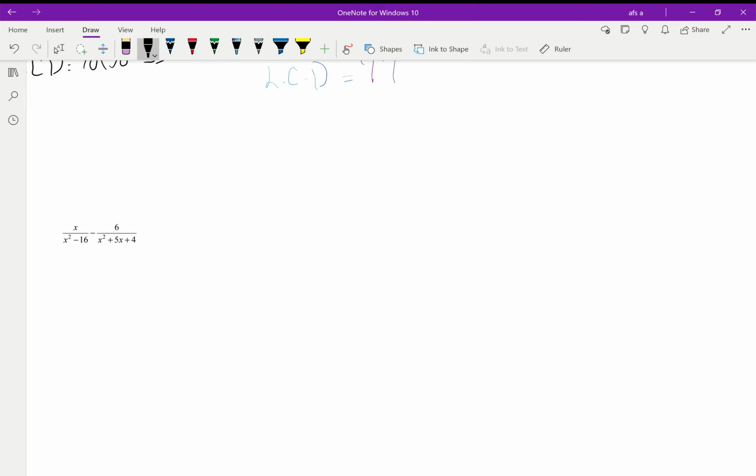So basically, because we're working with the LCD, we're only going to be concerned with the denominator. We need to break them down into their factors. So I will put down the x squared minus 16 in its factored form, which gives me x minus 4 and x plus 4. Remember, this is the difference of two squares formula. So that's what it's going to leave us with.